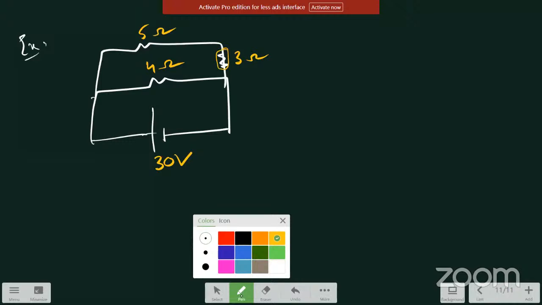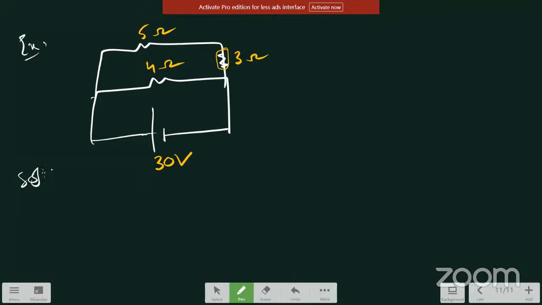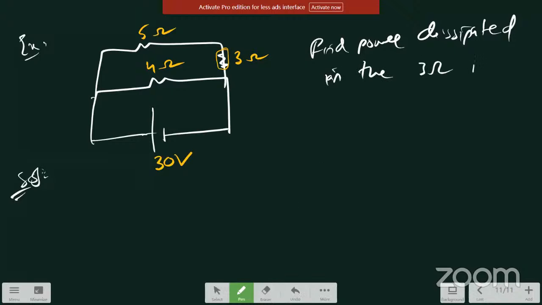Okay. So please, we are having very less time. Of course, so I'm going to solve this question. I have to find the power dissipated in the 3 ohm resistance. Right?